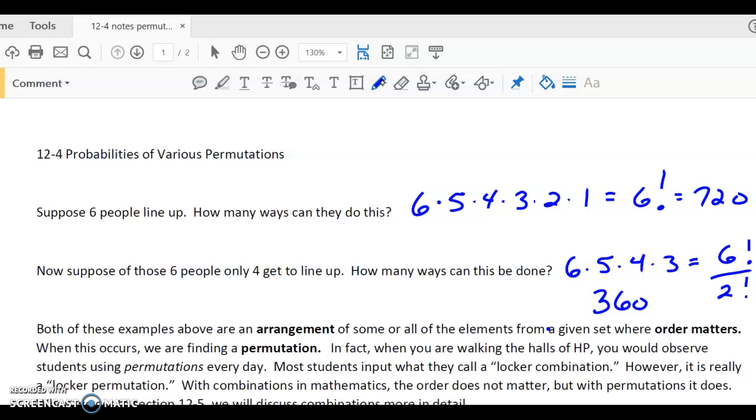In fact, when you are walking the halls of HP, you would observe students using permutations every day. Most students input what they call a locker combination. However, it's really a locker permutation. With combinations in mathematics, the order does not matter, but with permutations it does. When we get to section 12.5, we will discuss combinations more in detail.